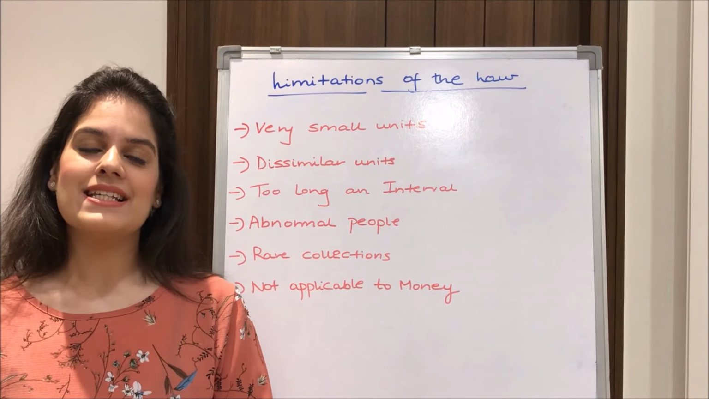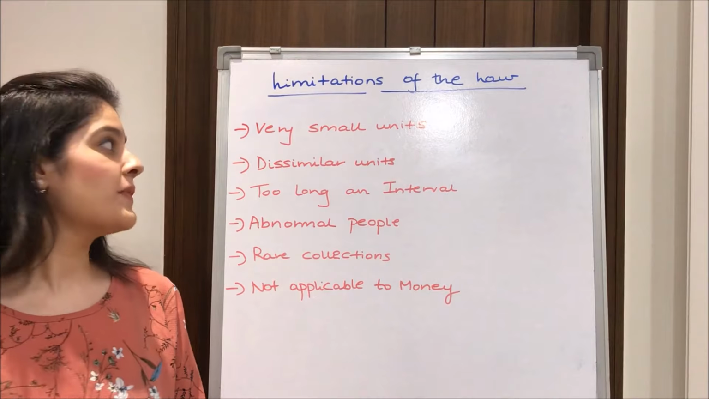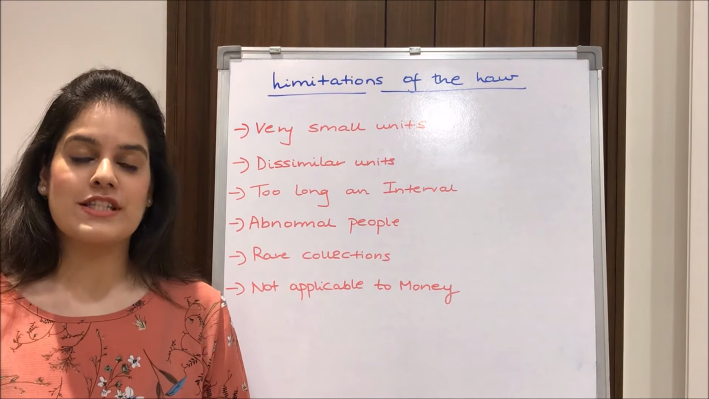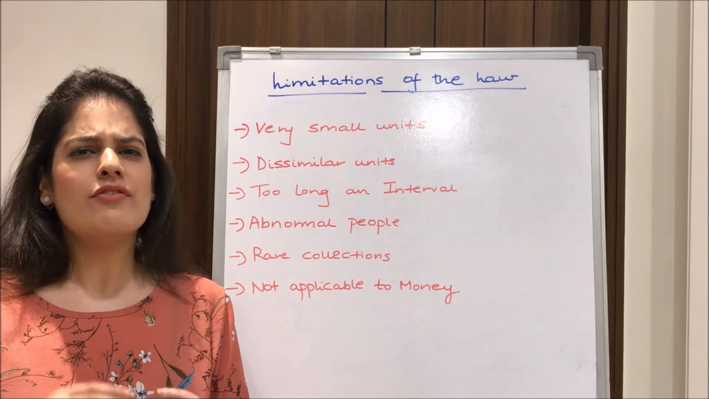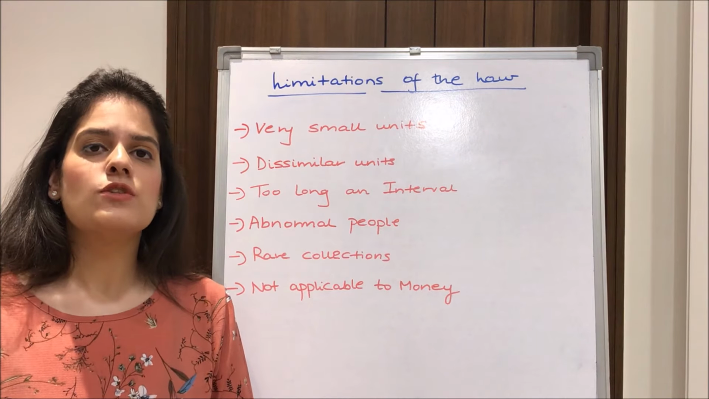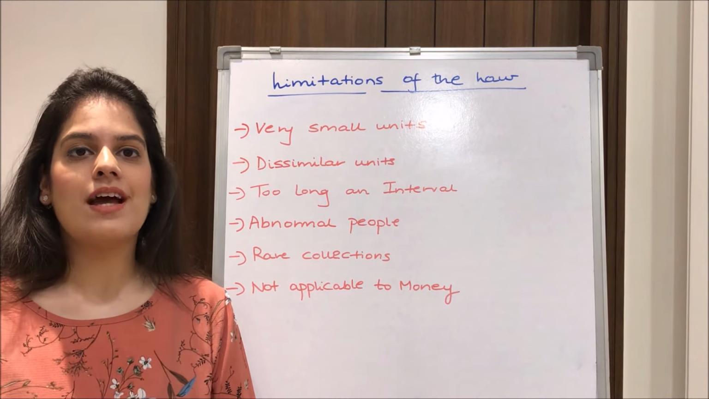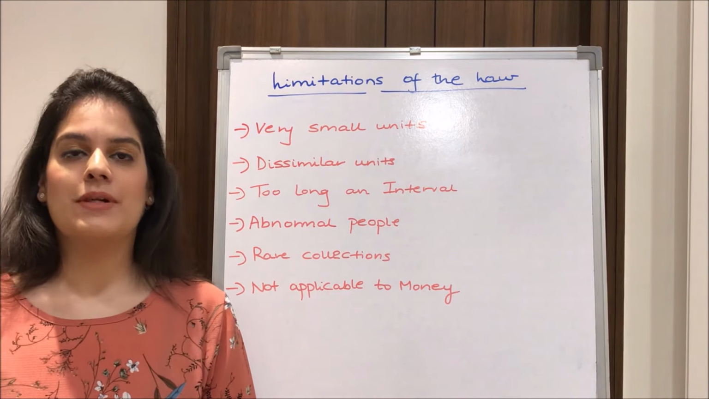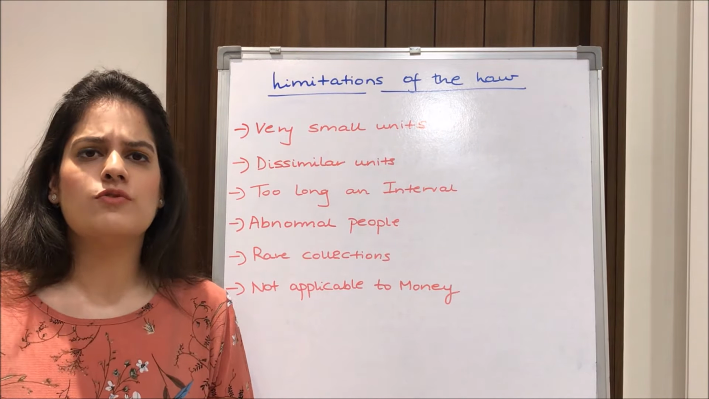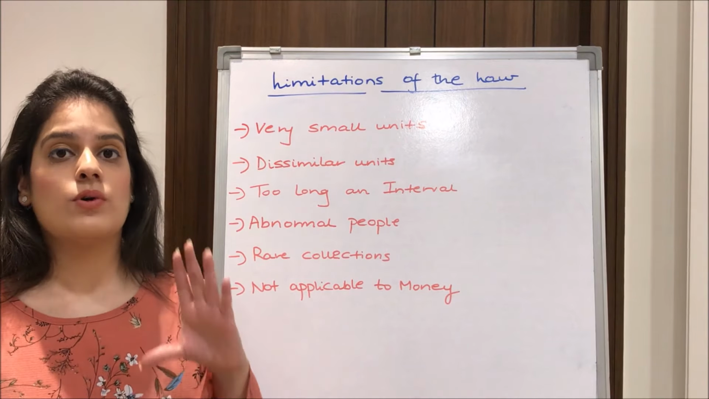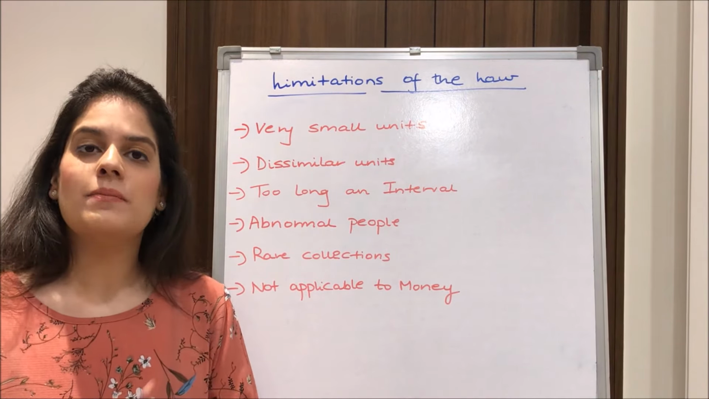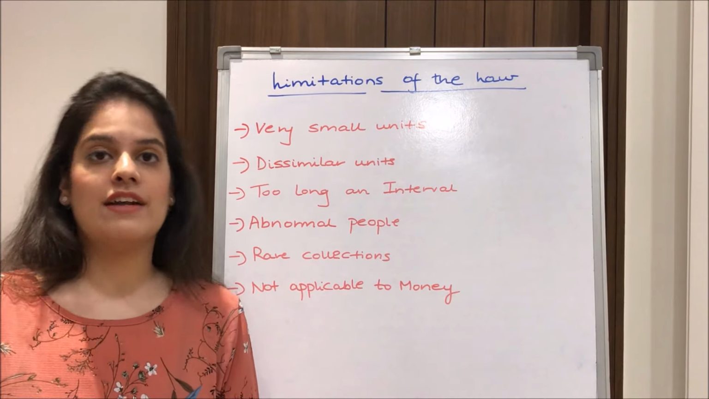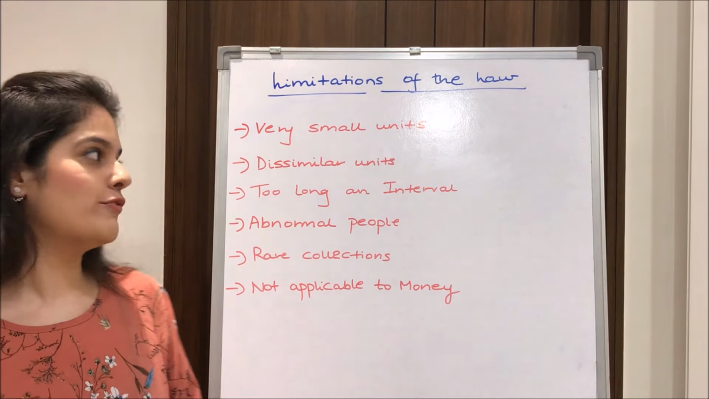So lastly guys, coming to the limitations of the law. First being very small units. So if the glasses of water are very small in size, the person won't be able to quench his thirst till the time he has a few of them, so the law fails. Secondly, dissimilar units. So maybe the first glass of water is very small and the second glass of water is a big one. So obviously he might get more satisfaction from the second than from the first, and in that case the law will fail.